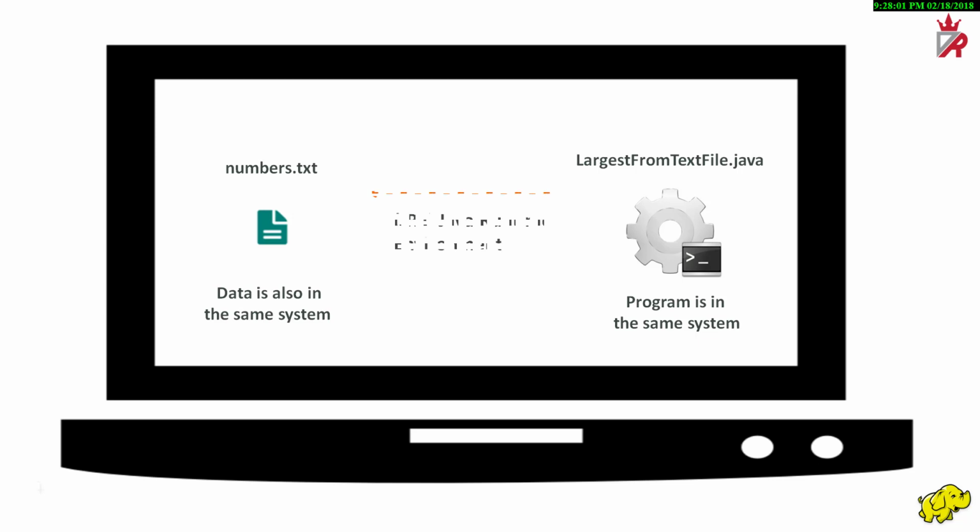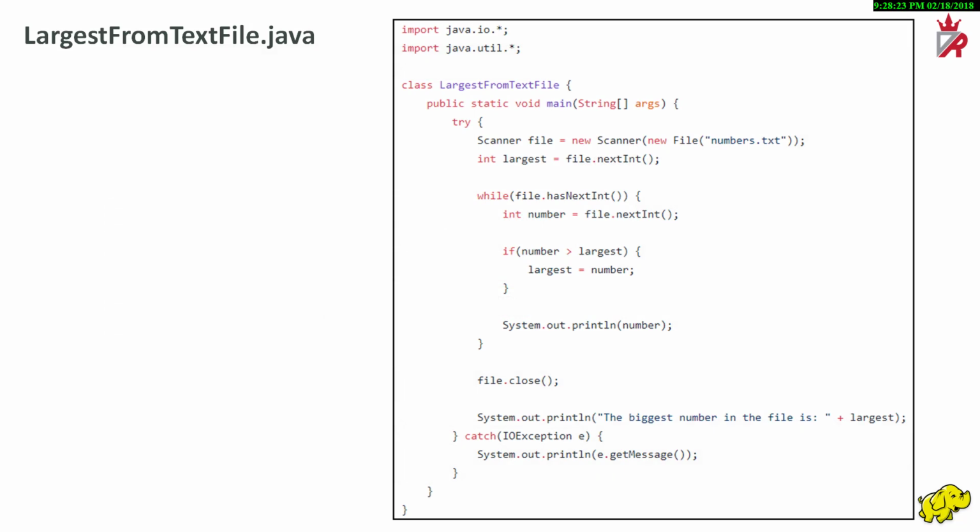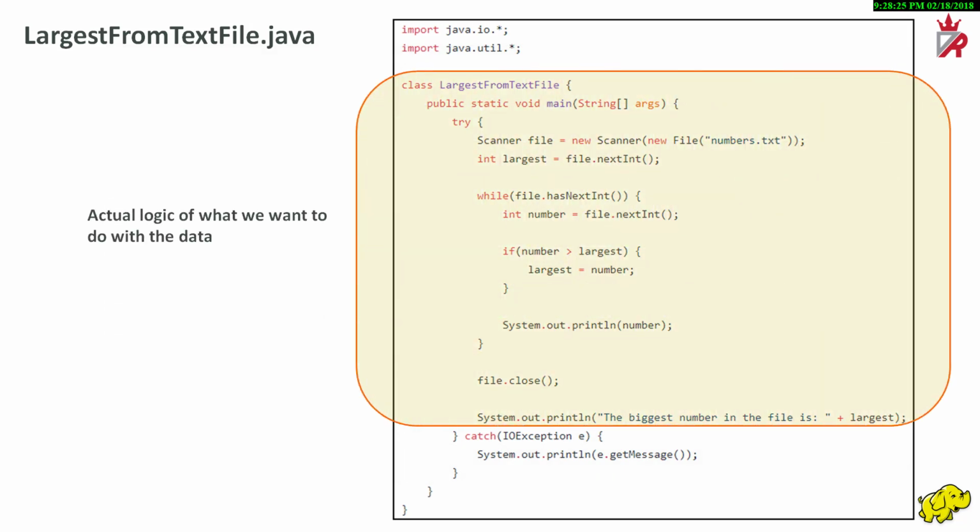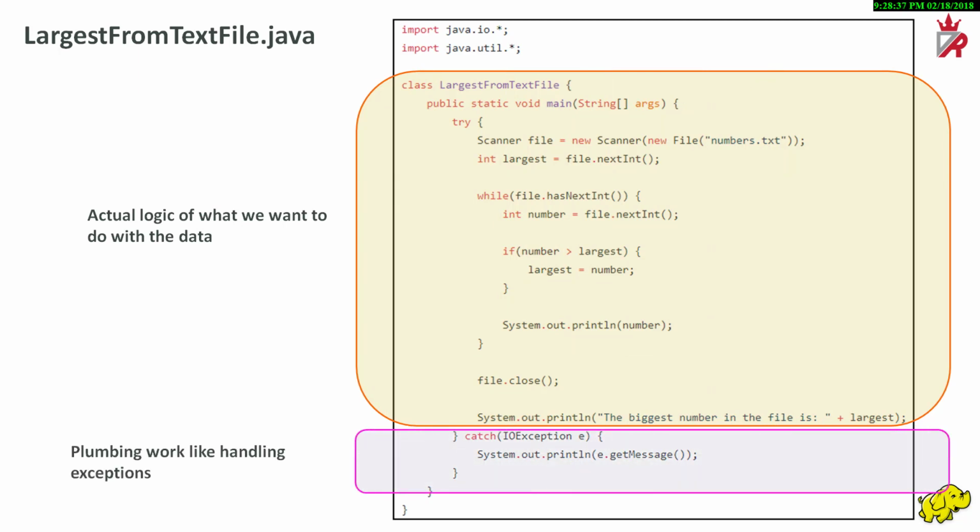When the program is executed, the Java runtime environment, JRE, which is installed on the same system, runs this program and yields the output. If we closely look at the program, the major part of the program is the actual logic of what the programmer wants to do with the data, whereas the plumbing work like handling exceptions is bare minimum, primarily because we are working on a single system and there is no network involved. So, developing the program to process data in a single system is fairly simple and straightforward.